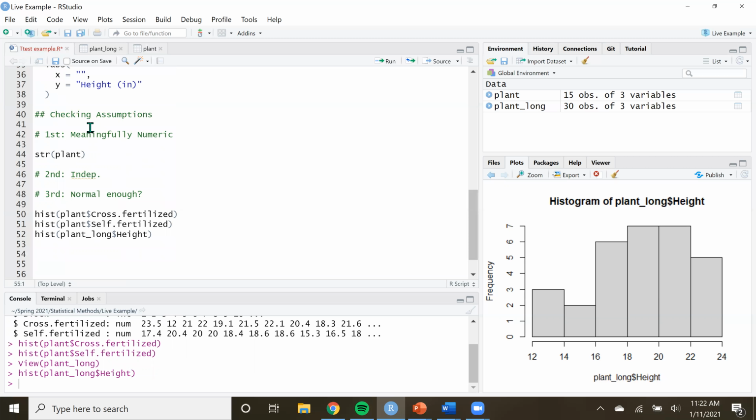So always check to make sure everything is meaningfully numeric and everything is actually numeric. And then independent, you can pretty much always assume that in this class. When you're out in the real world, this is something you want to check by just asking the person who collected the data how they collected it, if it's suitably random, that kind of stuff. And then normal enough, you can either look at the histograms per group and in total, or you can just look at the number of observations per group. 15 in my mind is good enough.